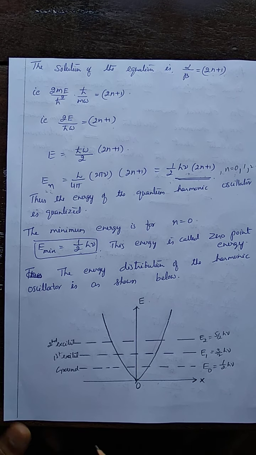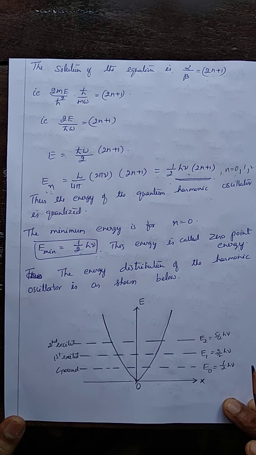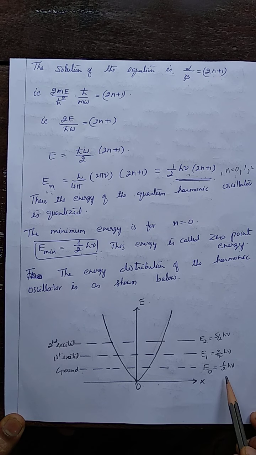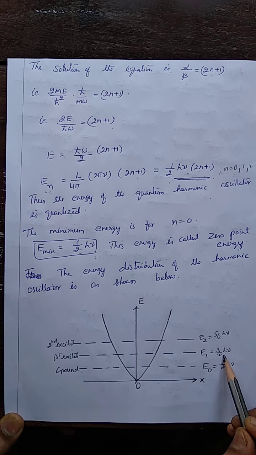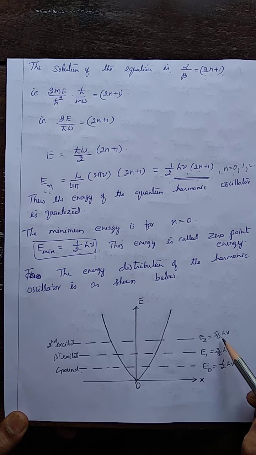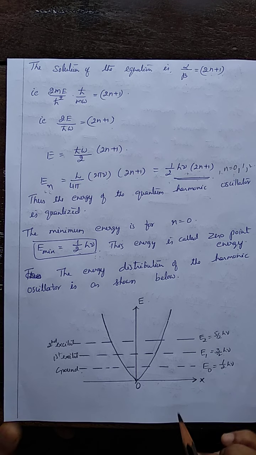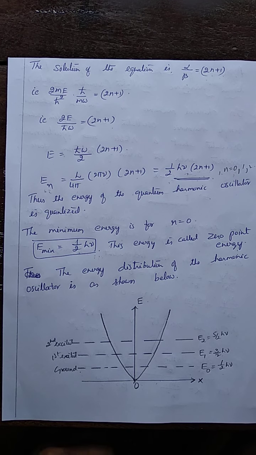And this is the energy distribution of the harmonic oscillator. Ground state, energy is half h nu. First excited, 3 by 2 h nu, next excited, 5 by 2 h nu, and so on. This is about the energy distribution.